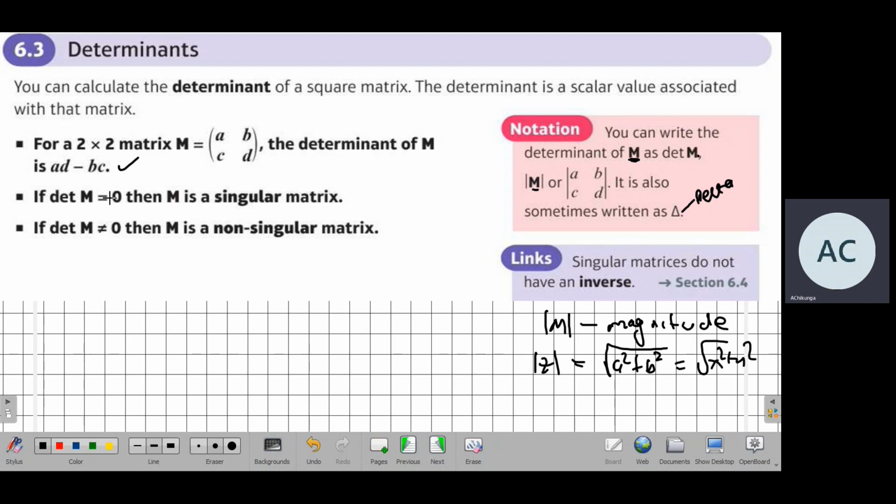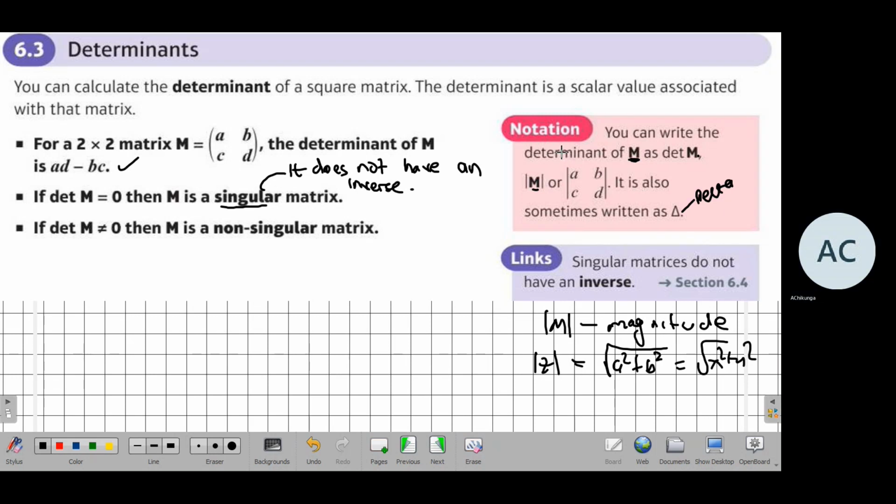If the determinant is 0, then the matrix M is a singular matrix. In other words, and this is very important, it does not have an inverse. Just like numbers like 1 over 0, we've got numbers that don't have inverses. The inverse of 2 is 1 over 2, isn't it? When you multiply a number with its inverse, you must get a 1. That's the multiplicative inverse rule.